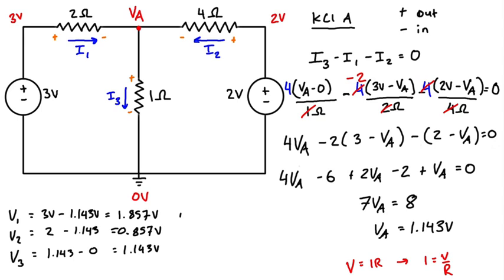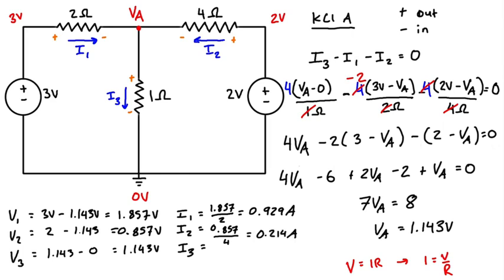And then when we want to solve for the currents for each of those, we have I1, I2, and I3. Well, the current again is just equal to V over R, so we have 1.857 volts over 2 ohms, and that gives us a value of 0.929 amps. And then I2 is just 0.857 volts over 4 ohms, and that gives us 0.214 amps. And then for I3, we have 1.143 volts divided by 1 ohm, and that gives us 1.143 amps.